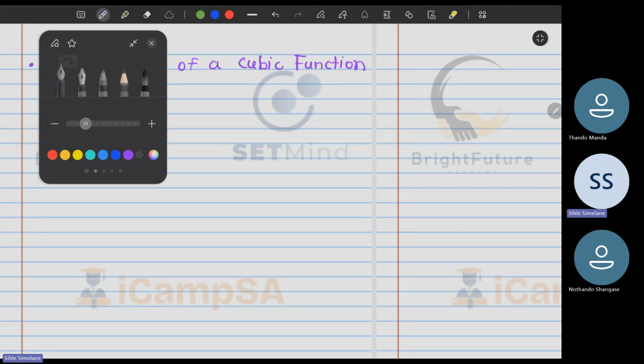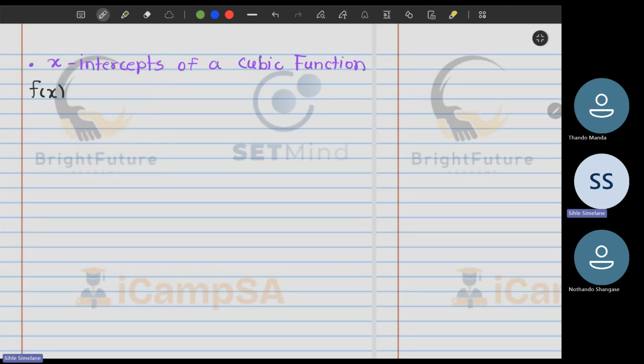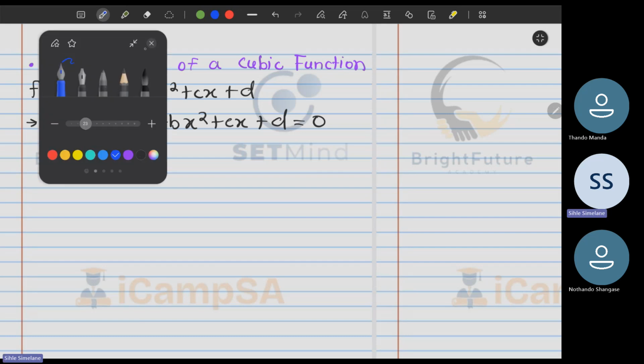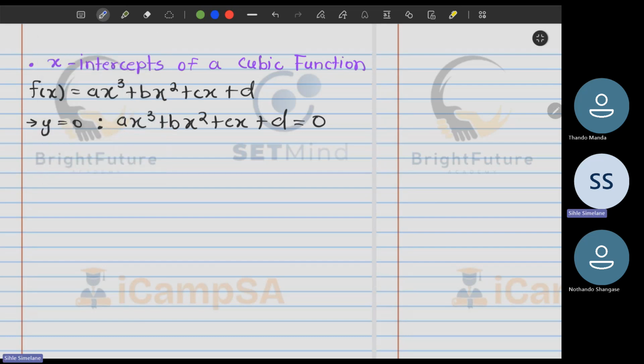Okay. So remember your cubic function, standard form, you have f of x equals a times x cubed plus bx squared plus cx plus d. So whenever we are looking for the x-intercepts, what we should do is set y to be equal to 0, which means we'll have ax cubed plus bx squared plus cx plus d, and this will be equal to 0. So in order for us to solve for the x-intercepts, what we are going to do, we are going to guess a solution.